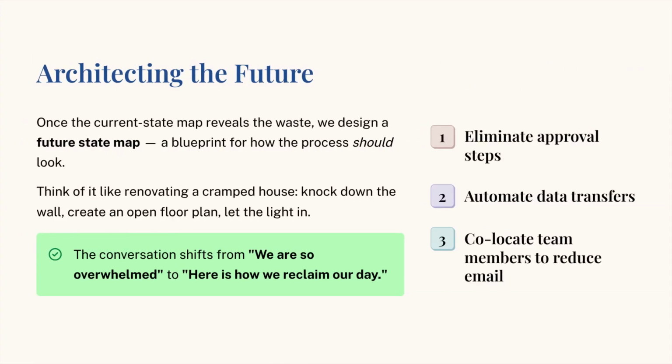Now that we have our map of the current disaster, we don't just stare at it and complain. We create a future state map. This is a design of how the process should look if we remove the waste. Think of it like renovating an old cramped house. You don't just keep living in the dark, narrow hallway. You knock down the wall, create an open floor plan, and let the light in.